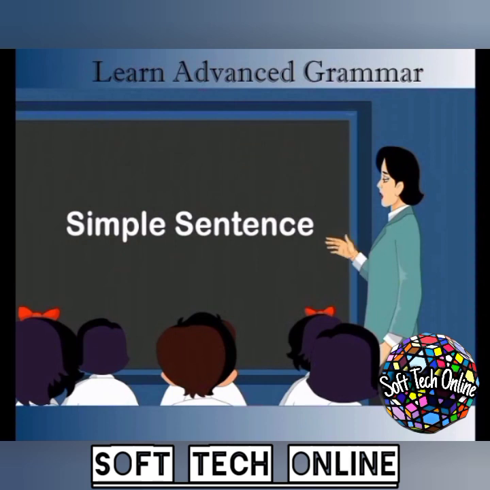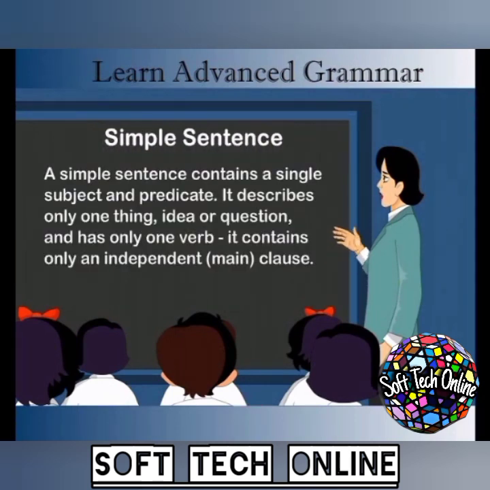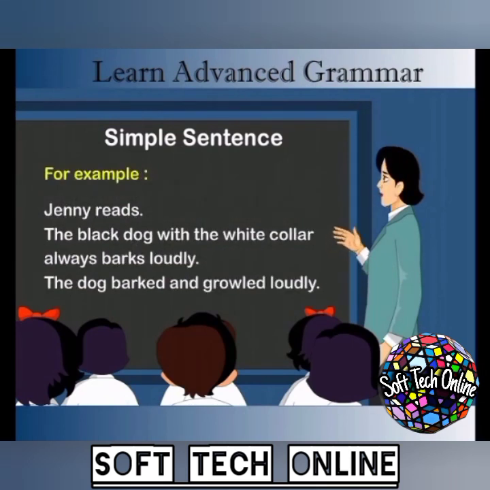Simple sentence. A simple sentence contains a single subject and predicate. It describes only one thing, idea or question, and has only one verb. It contains only an independent main clause. For example, Jenny reads. The black dog with the white collar always barks loudly. The dog barked and growled loudly.